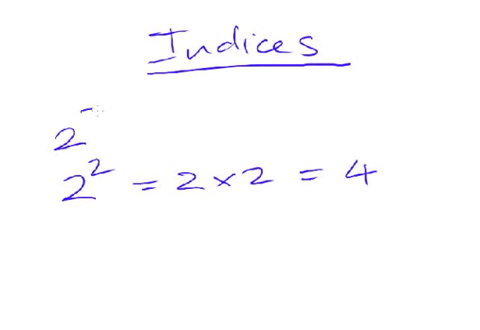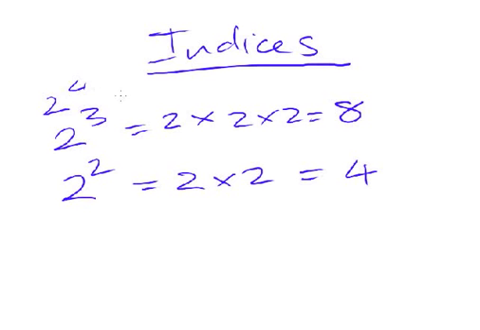We can go to 2 to the 3, and we get 2 times 2 times 2, again in expanded form, and we have 8. And we go one more higher, 2 to the 4 equals 2 times 2 times 2 times 2, and we end up with 16. Okay, so these are the basic forms that we know of indices. These are also called exponents.